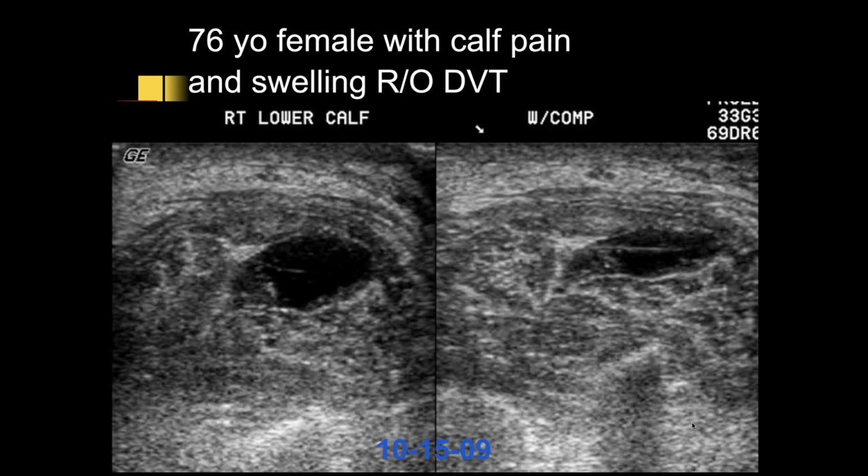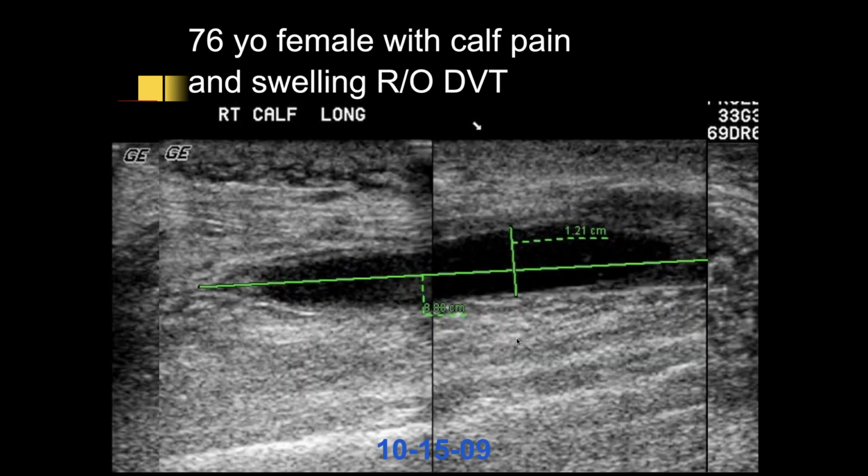Okay, Jennifer, 76-year-old female with calf pain and swelling, and they're concerned about DVT. Okay, so here we have an ultrasound of the calf, and it looks like there's a fluid collection with a linear low signal intensity material. It's not compressing. I guess we should probably look at the vascular flow to make sure this isn't sequela of a chronic DVT.